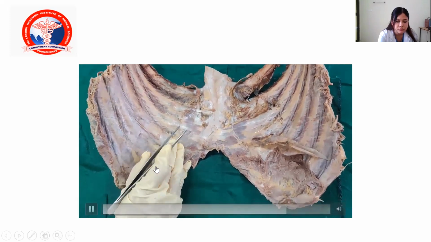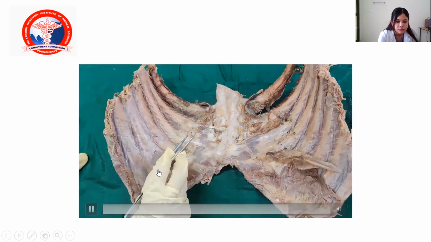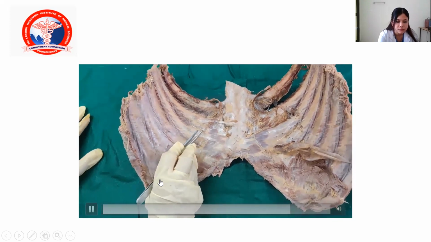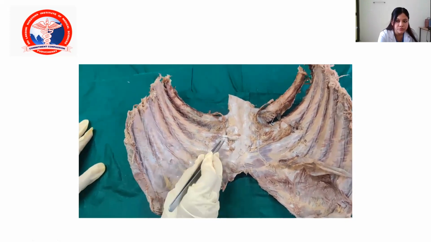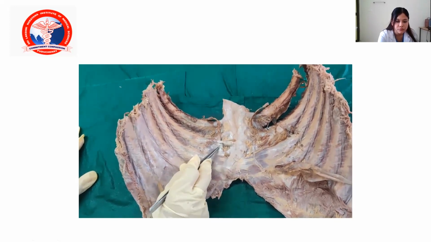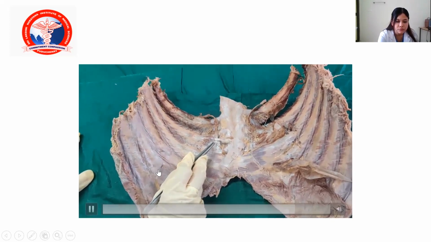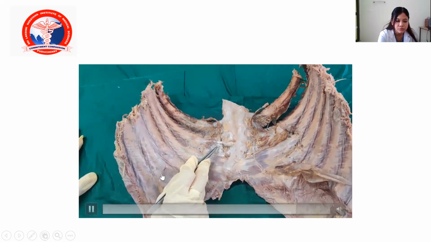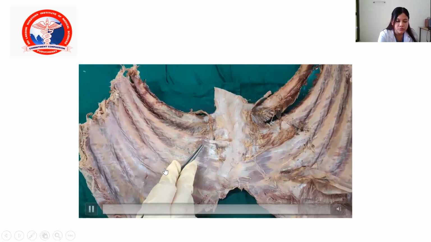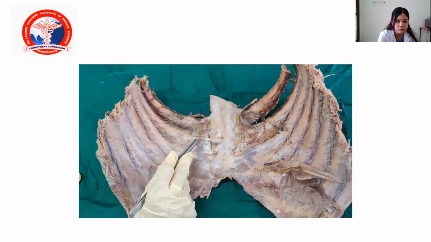About the veins, along with these arteries also run the veins. The anterior intercostal veins drain into the internal thoracic vein, and you can see the veins here. The veins of the lower spaces drain into the musculophrenic vein.